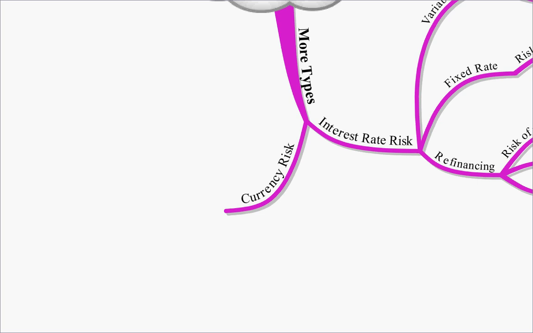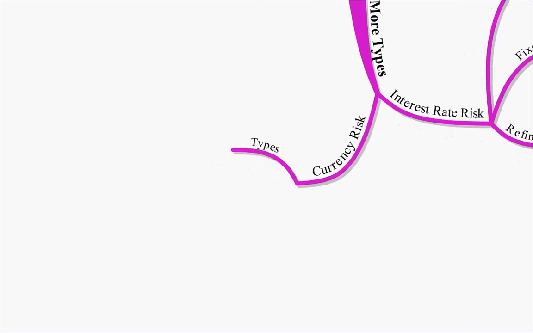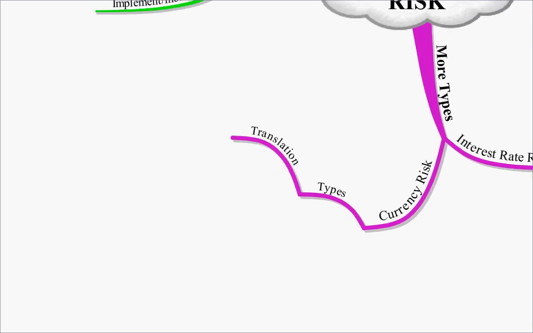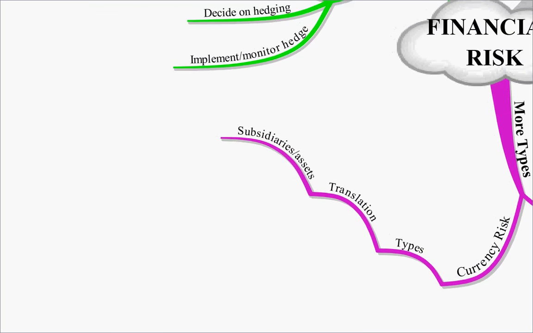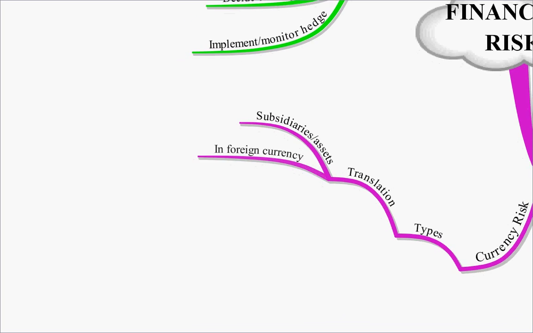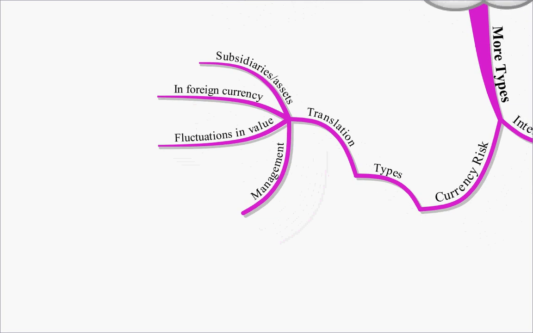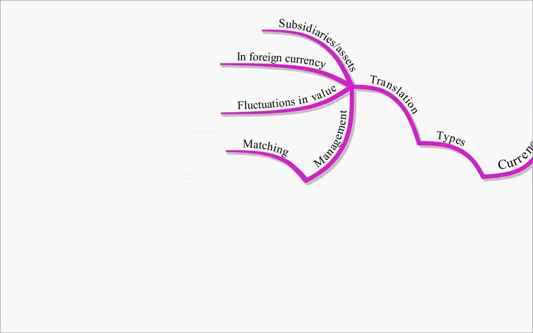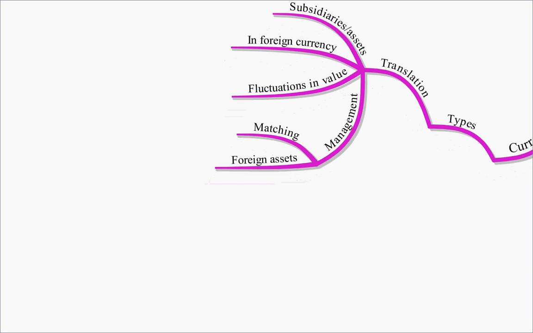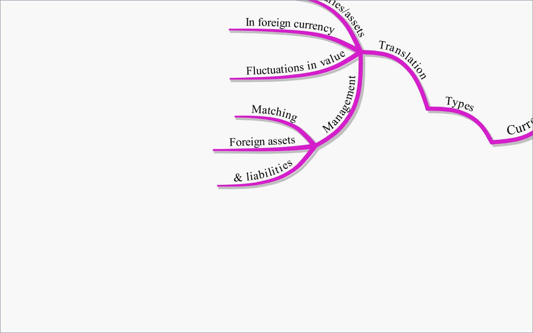Currency risk, we're going to look in much more detail at currency risk, but there are three types. Translation risk is really related to subsidiaries and assets which are in a foreign currency. They may fluctuate in value simply because the foreign exchange rate moves up and down. So by the time that you come to put them into your balance sheet, they've maybe changed in value and aren't worth what they were previously. How do you manage this? You can match your foreign assets and your foreign liabilities, and that's matching.